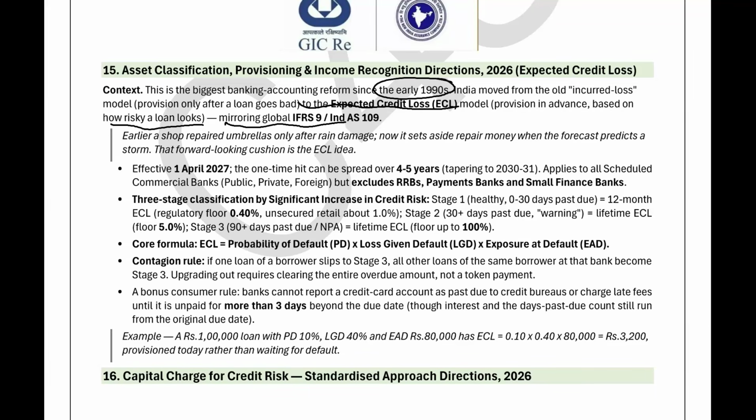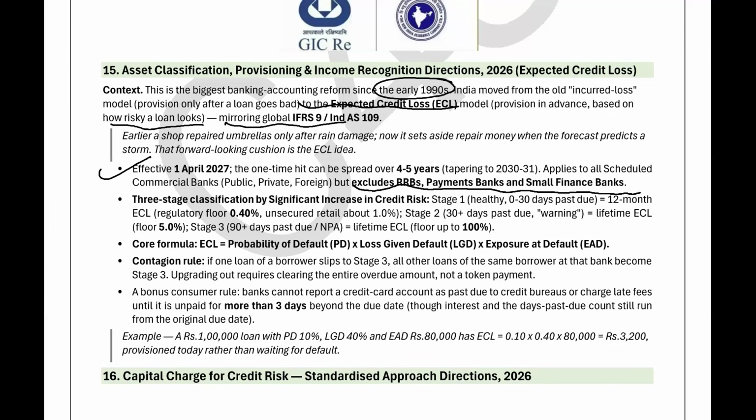It is effective from 1st April 2027. The one-time hit can be spread over 4-5 years, tapering to 2030-2031. It applies to all scheduled commercial banks, which is private, public, foreign, but excludes, this is an important point, regional rural banks, payment banks and small finance banks.